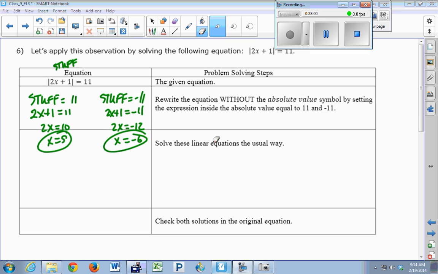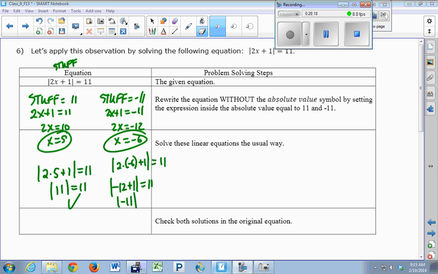So let's check this equation. Let's check 5. Go back and put 5 in where you see x. You get the absolute value of 11 is 11 and you're happy. Then you put in a negative 6. And you get negative 12 plus 1, which is negative 11. And the absolute value of negative 11 is 11 and you're happy. Okay, it all works. Did you have your hand up, Chris?